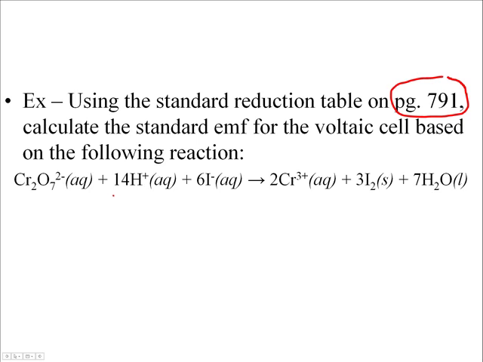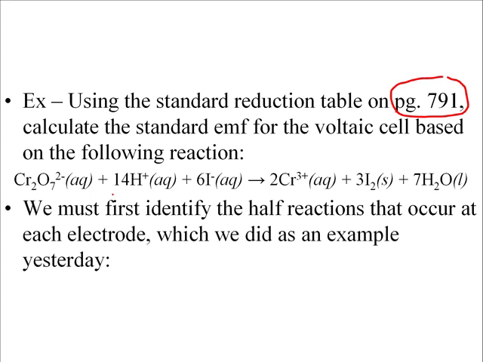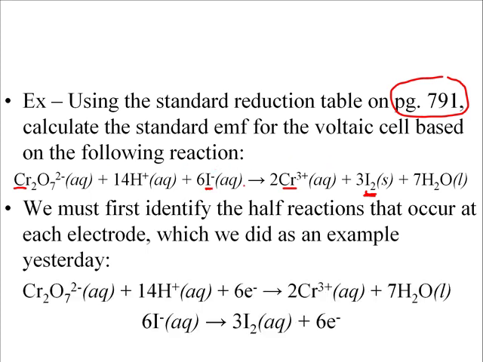All right, good job. Okay, so what we had to do is first identify the half reactions that occur at each electrode, just like how we did yesterday. So it looks like we've got our chromium. That's probably going to change charges. The hydrogens and oxygens generally don't. The iodine looks like it's going from a -1 to a 0 charge. So the chromiums are changing charge. The iodines are changing charge. So our two reactions are this.